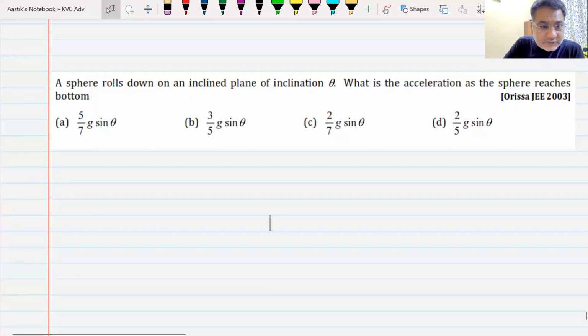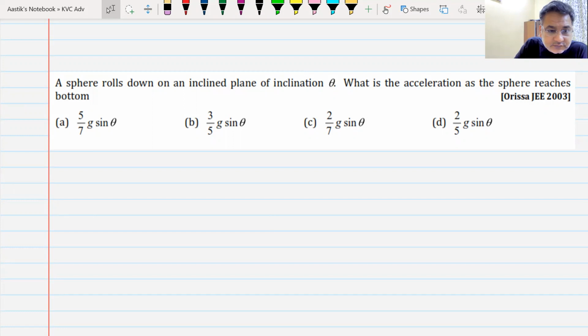Next comes the next one. Do it fatafat. A sphere, which is always solid, rolls down an inclined plane of inclination theta. What is the acceleration as the sphere reaches the bottom? The bottom, the bottom. Yes, my dear friend. What is the answer for this one?